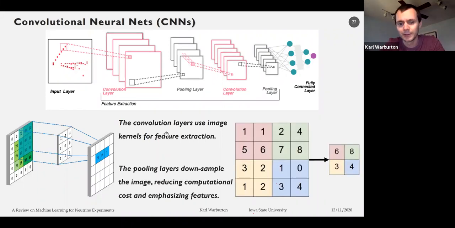Then the pooling layers downsample the image, thus reducing the computational cost and emphasizing some of the features that you draw out with this step. In this case, it's just a max pooling. So you take the highest value in each of these colored squares, so 6, 8, 3, and 4 in this case, and then you pass that on to the next convolution layer, which is the layer down.